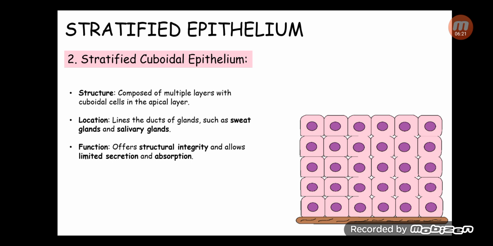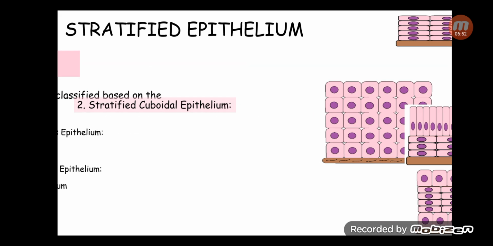Now we have the second type of stratified epithelium, that is stratified cuboidal epithelium. Talking about its structure, it is composed of multiple layers with cuboidal cells in the apical layer. As you can see here in the picture, there are multiple layers and the apical cell layer is cuboidal in shape, and most of the cells are cuboidal there. Now talking about its location, it lines the ducts of glands such as sweat glands and salivary glands. Talking about its function, it offers structural integrity and allows limited secretion and absorption. As it is present at the ducts of glands, it allows limited secretion and absorption.